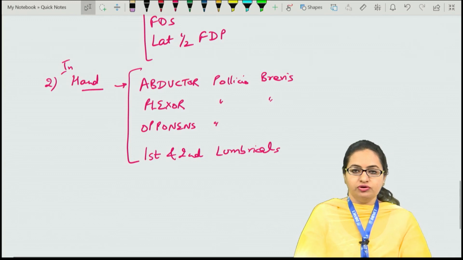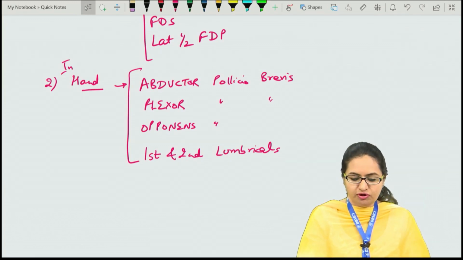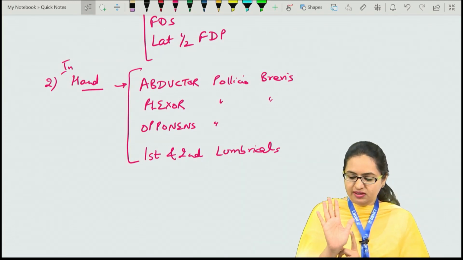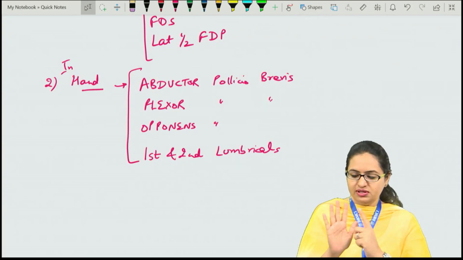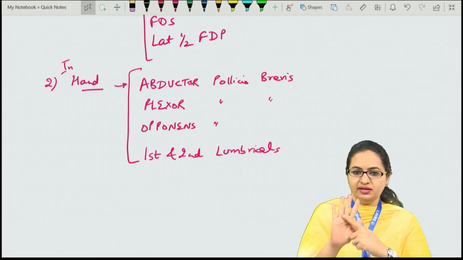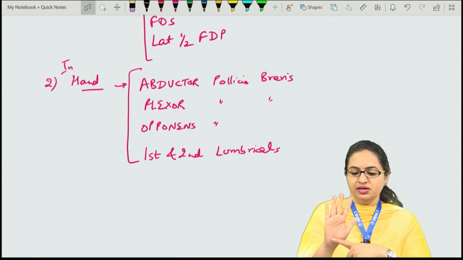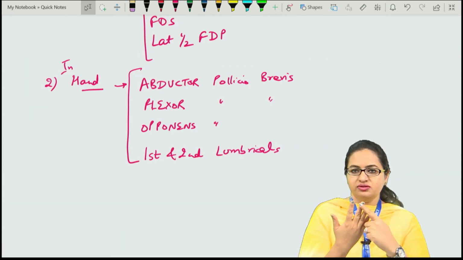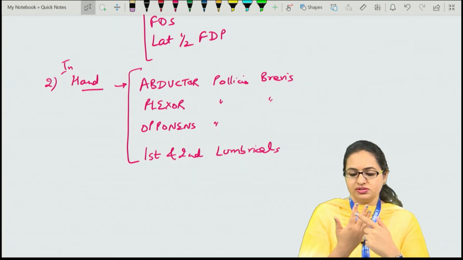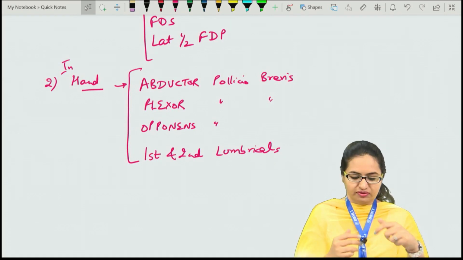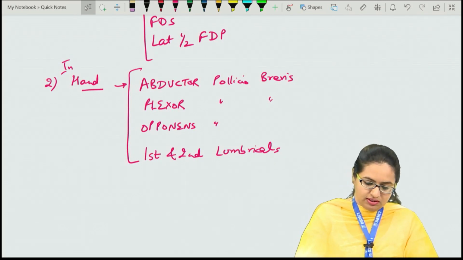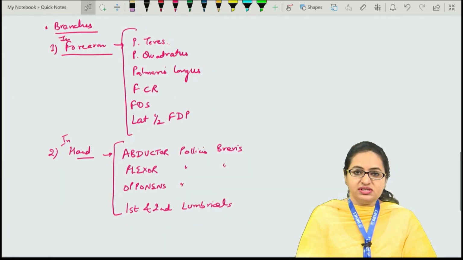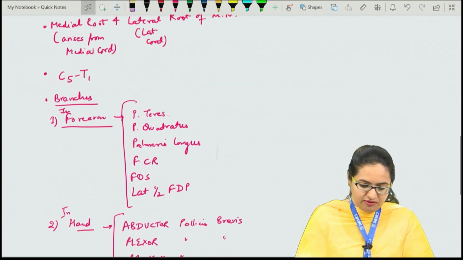Now when we talk about the cutaneous supply of the median nerve in the palm, it supplies the lateral 3.5 fingers, and the adjacent palm is also supplied. And when we come towards the dorsum of the hand, it supplies the nail beds of the lateral 3.5 fingers, up to half of the ring finger. So these are the muscles as well as the cutaneous supply of the median nerve.